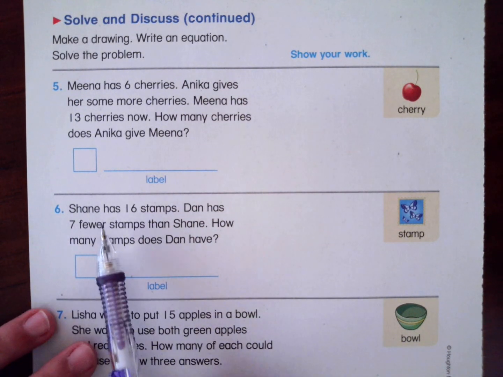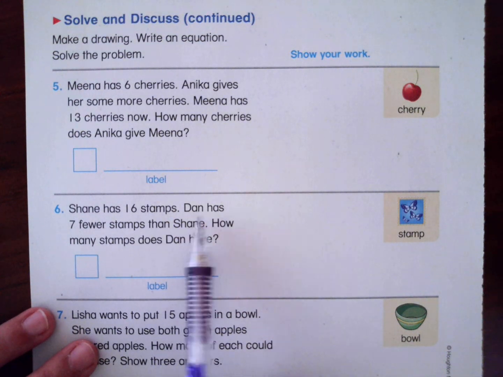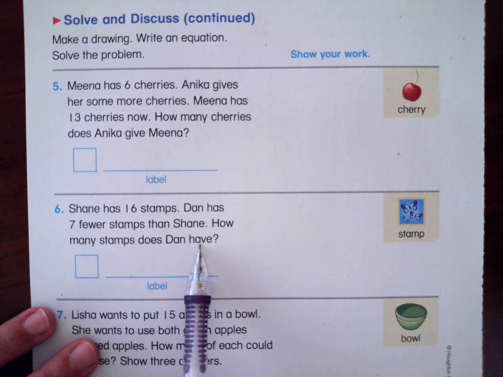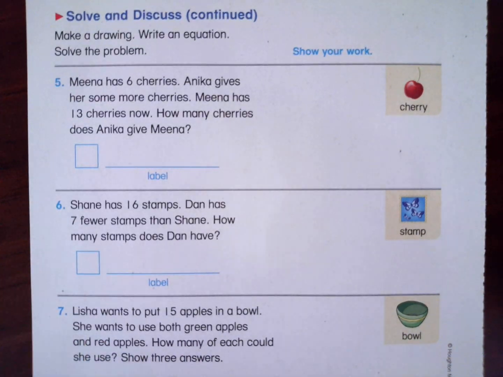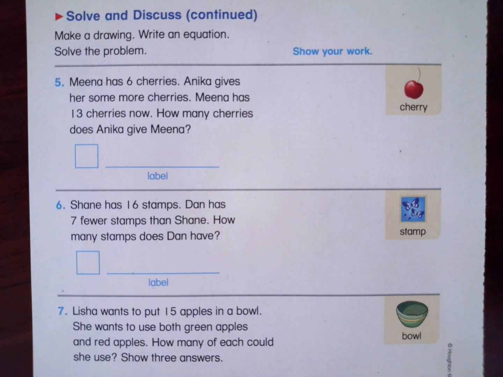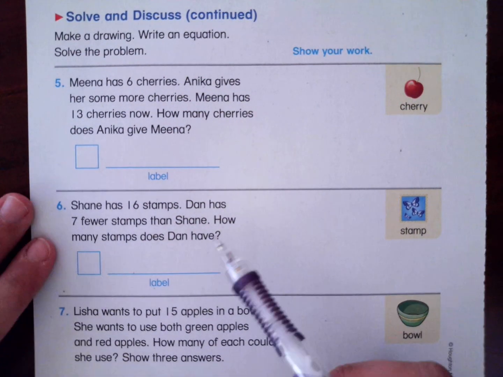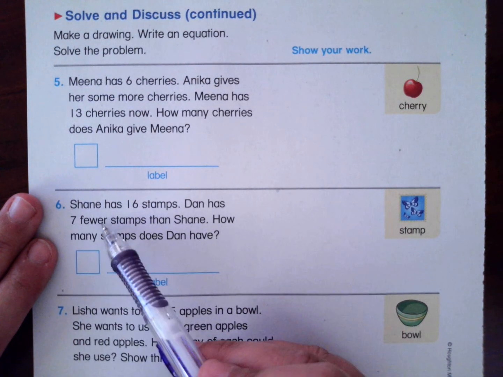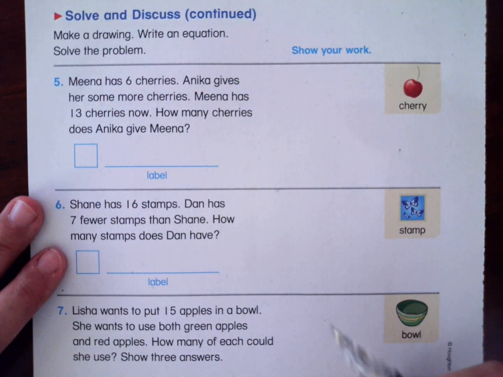Number 6 says Shane has 16 stamps. Dan has 7 fewer stamps than Shane. How many stamps does Dan have? Now, this problem, I see 2 names. I also see the word fewer. So is this a comparison bar problem? Yes, this is a comparison bar problem. Now, let's talk about why. Why is it a comparison bar problem? So the fact that Shane has some stamps and we know Dan has some amount of stamps, that is why it is a comparison bar problem.